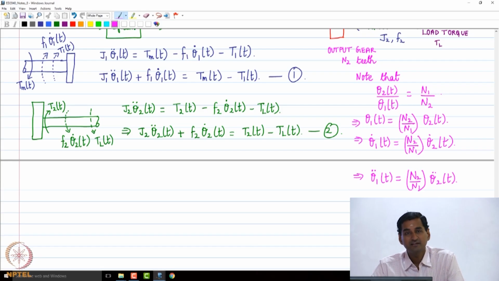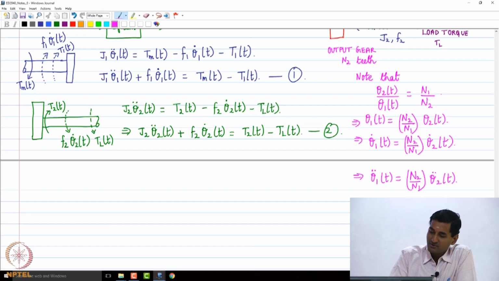Is there a relationship between T1 and T2? Yes, there is, because energy should be conserved when the system is in operation. If you consider the interface, of course, we will make an assumption that we neglect energy losses.